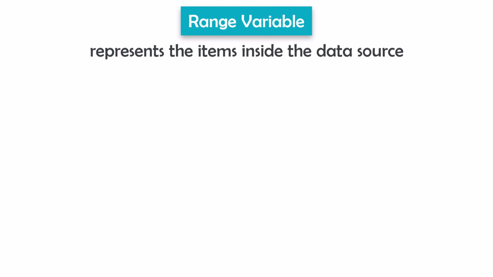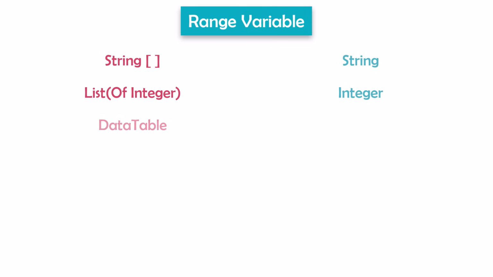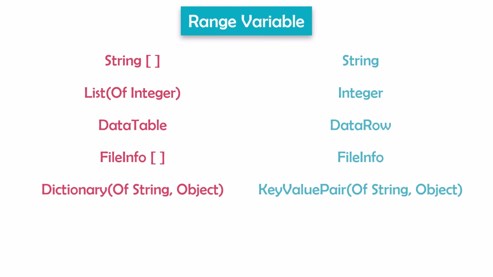You can use any name you want for this variable, for example x, name, row, file, element, item, etc. The type of this variable will be exactly the same as what we have in the data source. For example, if we have a string array, the variable will be of type string. If we have a list of integer, the variable will be of type integer. If we have a data table and we want to loop the rows, the variable will be of type DataRow, and so on. So, now we know the structure of from clause, and what each part means.